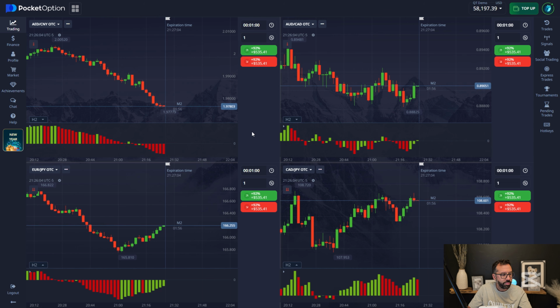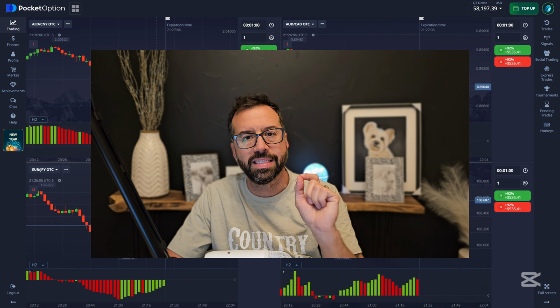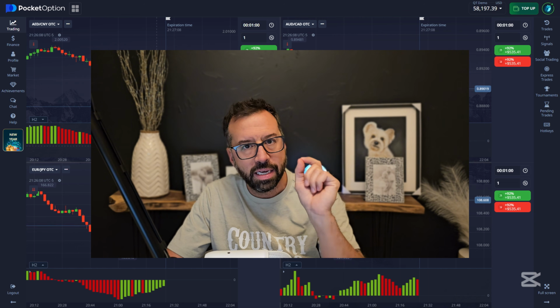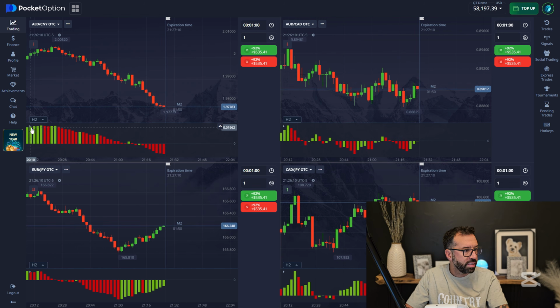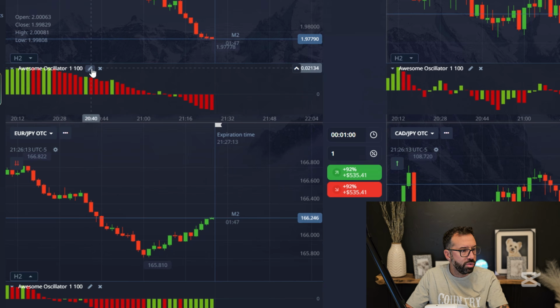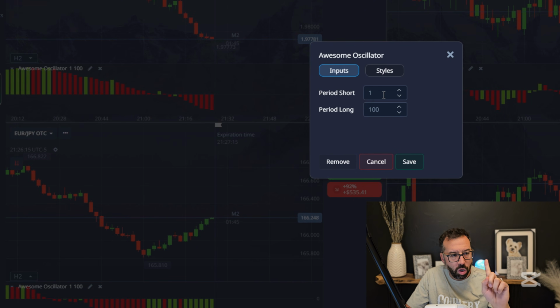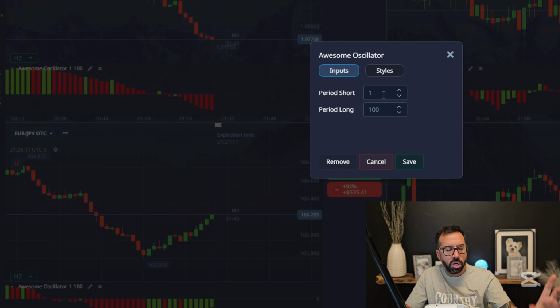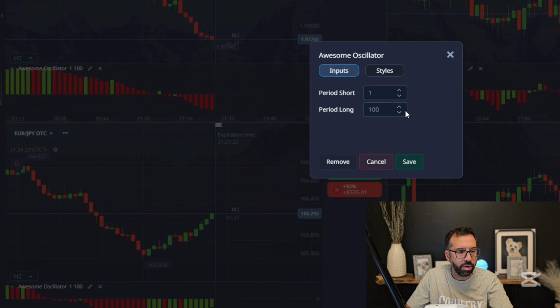All right. The awesome oscillator settings. This is the key right here. The awesome oscillator is set to a short period of 1. So the candles along the bottom are short, they show 1. And the long period is how long it is at 100.